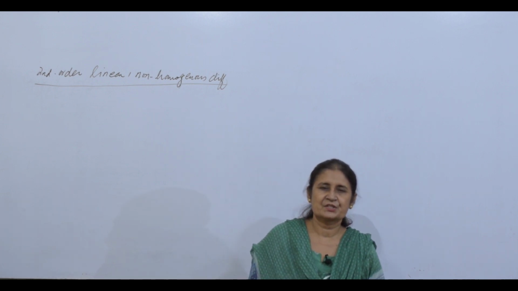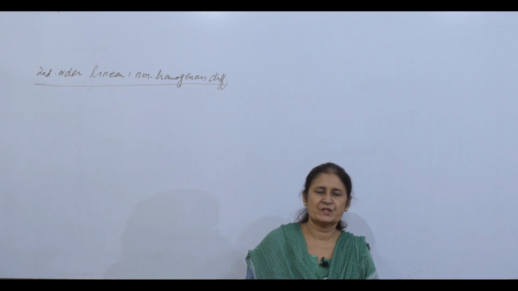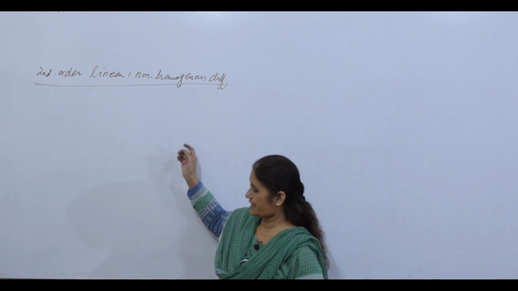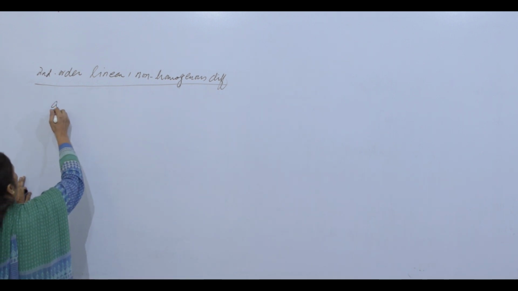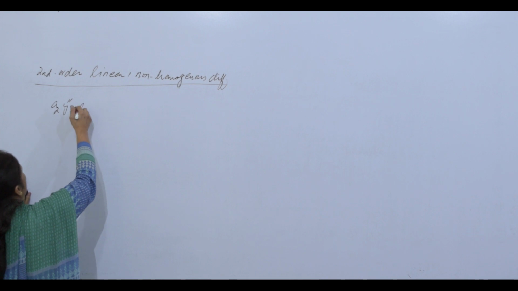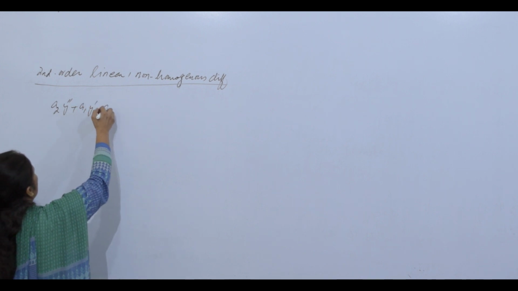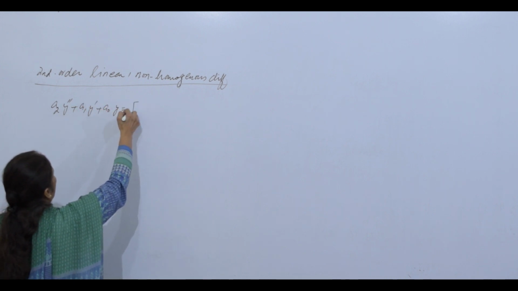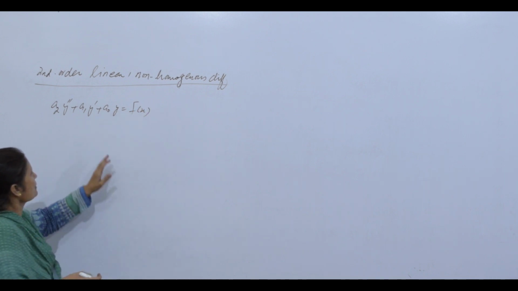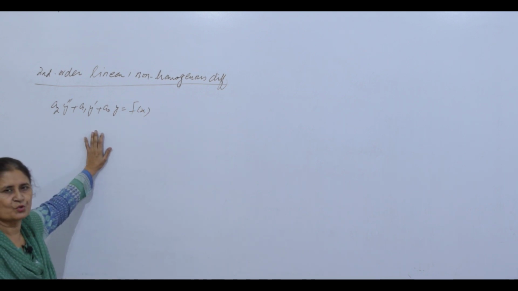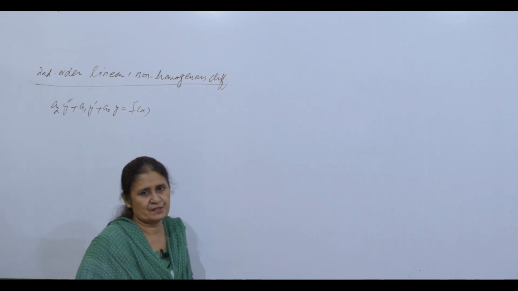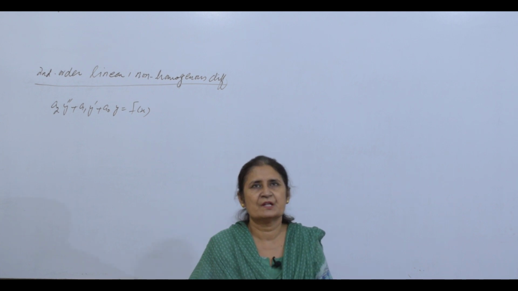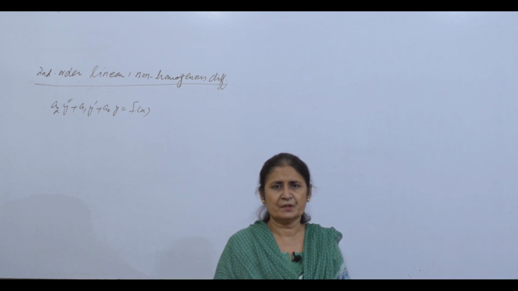So far we discussed three cases of a second order linear non-homogeneous differential equation, when the right hand side of the equation is, let me again write, a2y double dash plus a1y dash plus a naught y is f of x. So this is a second order linear non-homogeneous differential equation because of this f of x, and we are solving this. The solution of this equation will consist of two parts, yc and yp.